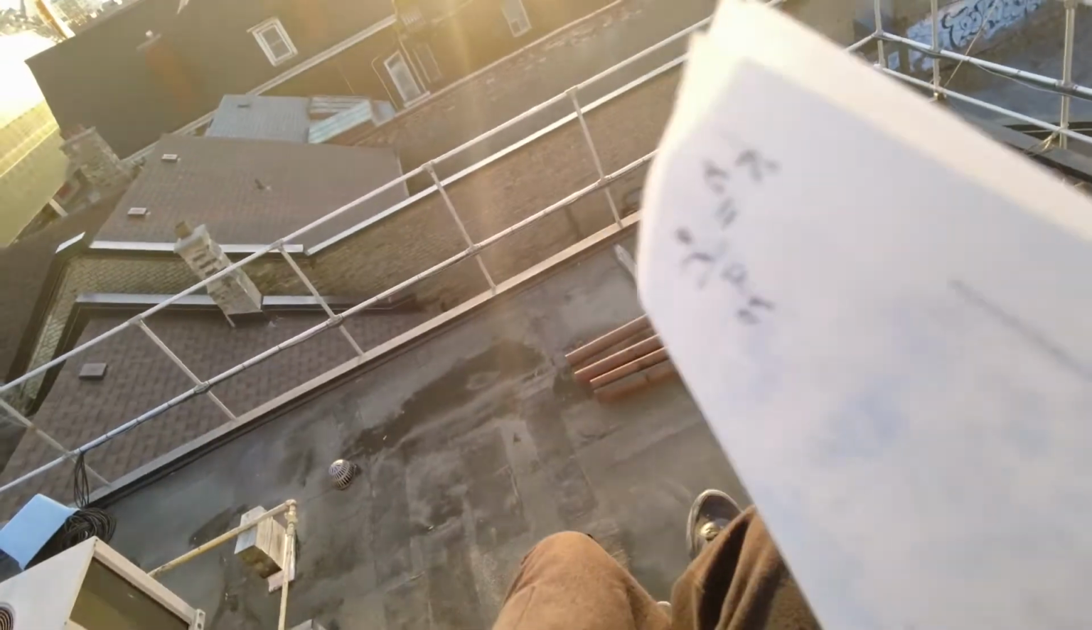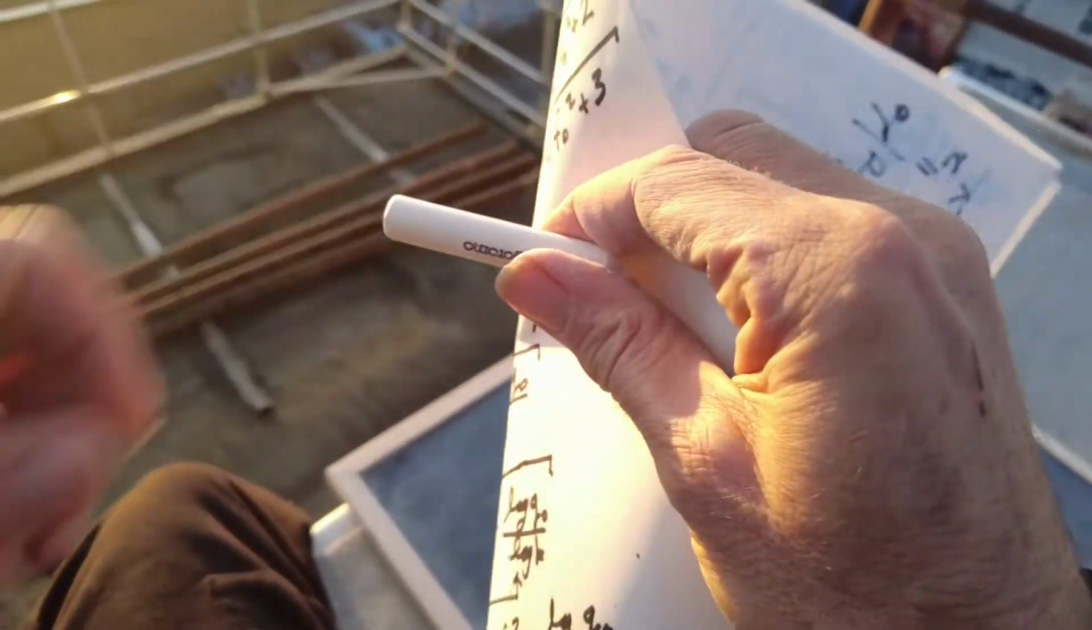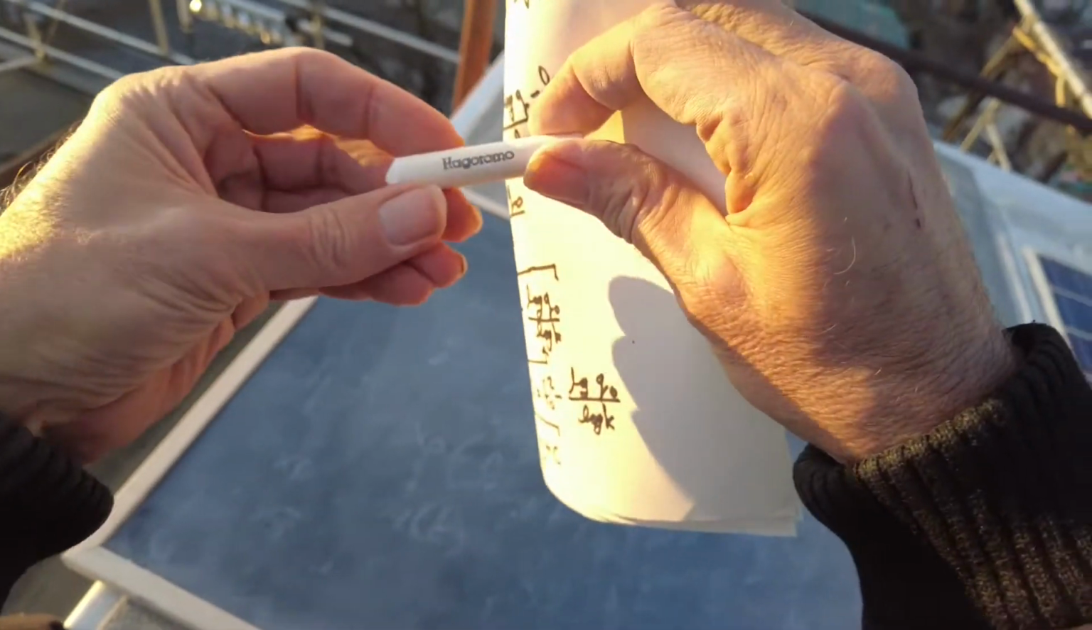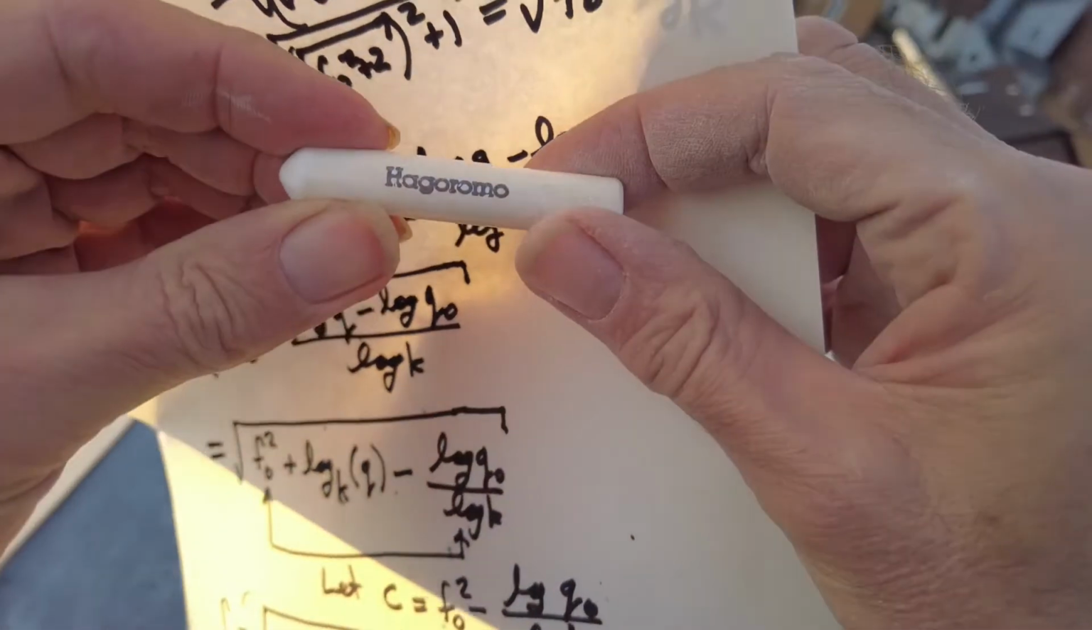And that is, let's take, let me get a stick of chalk here. I always keep a piece of chalk in my pocket. This is a Hagoromo, the world's best chalk.